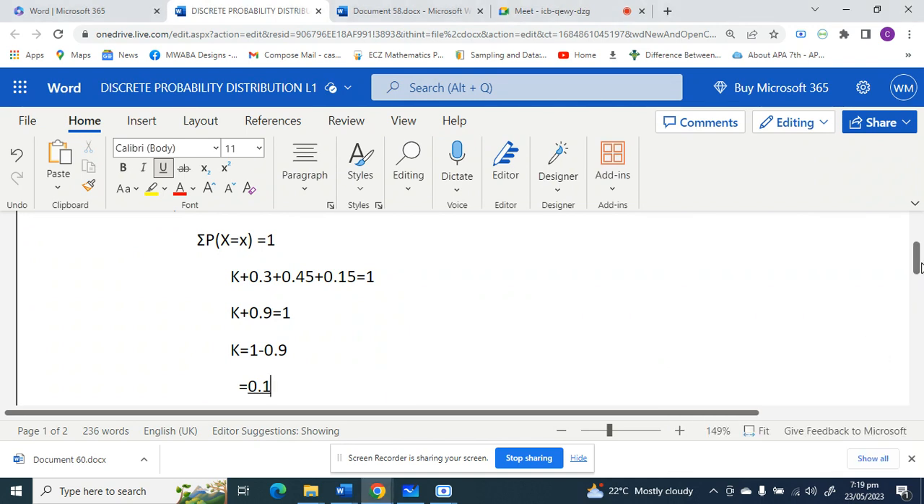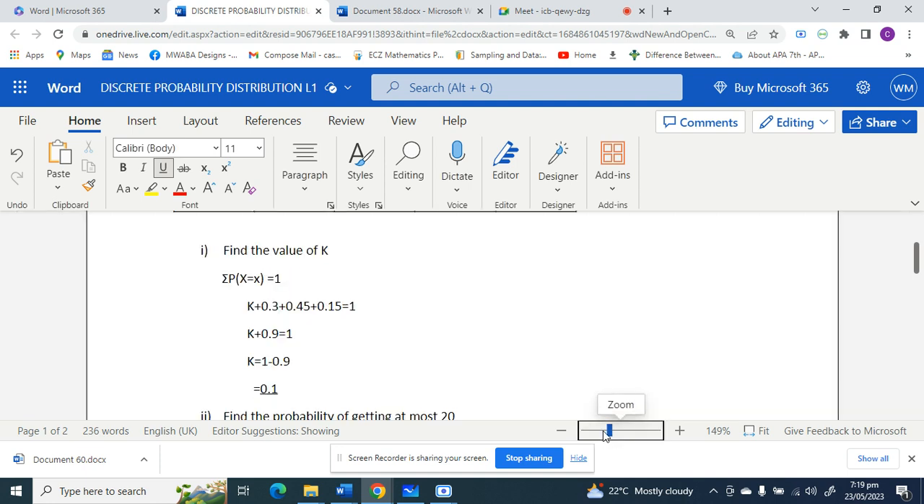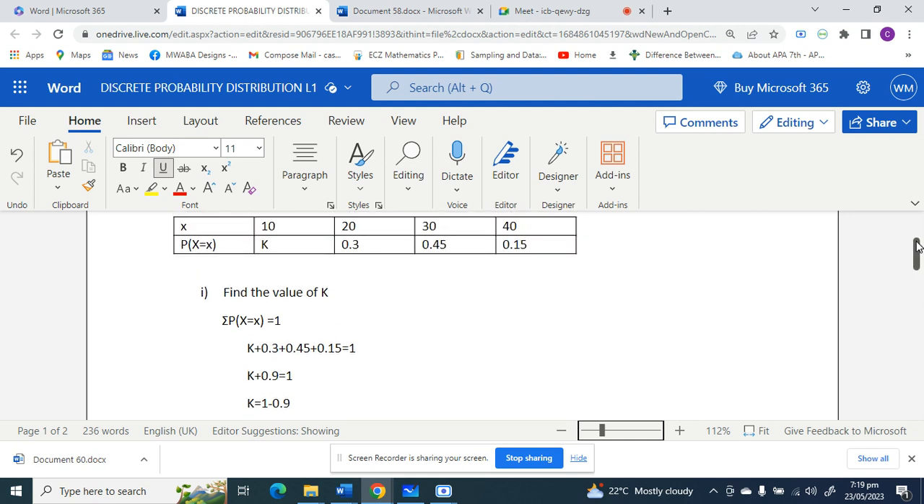Right. For those who have just joined the class, I'm just reviewing the discrete probability distribution questions. Then after that, I'm going to send you some questions to answer for yourselves. So this is just a review of the example I did last time. Okay, so we found the value of k, it represents 0.1 or 10%. So the probability of getting 10 complaints that day is 10%, or 0.1.